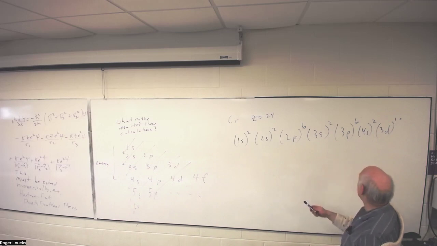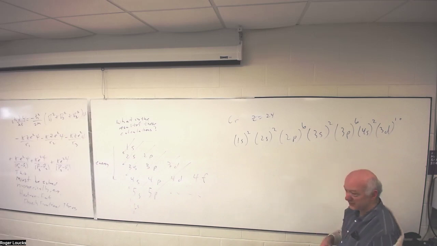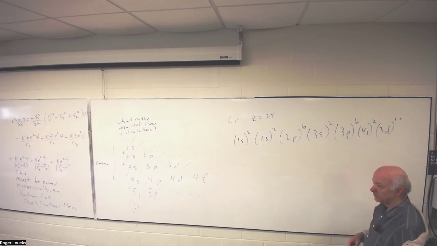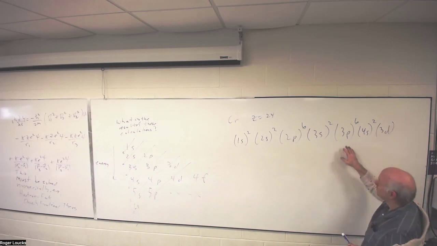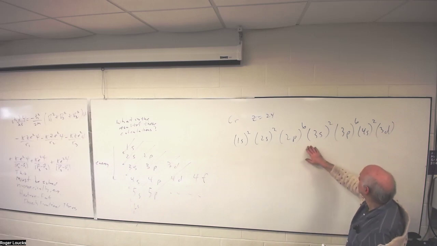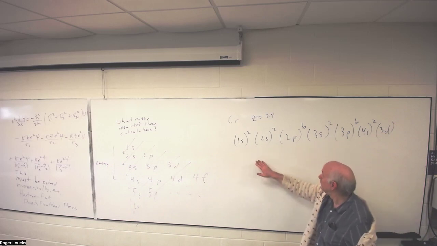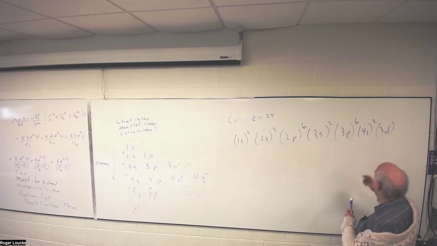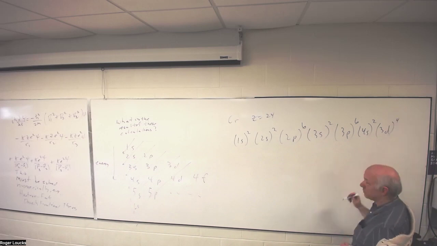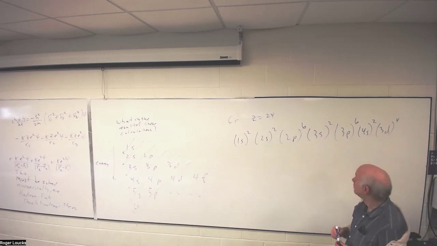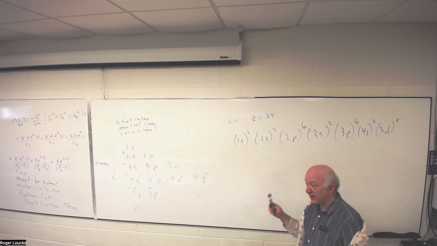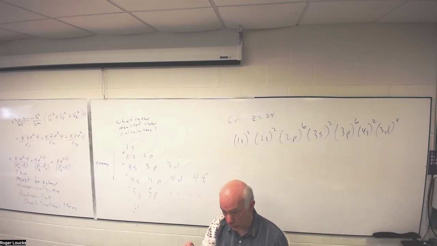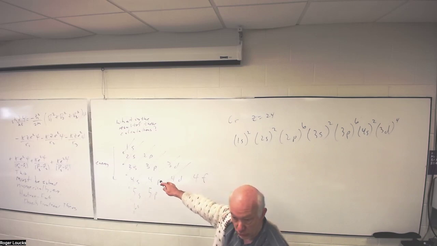Because we're past that, how many go in there? 4. Right? Because this is 10, and here's another 10. So 4 go in here. 5 show up in 3d, and then 1 goes in the 4s. At least that's what happens when you go through and do the real calculations. This is just from a general gross scheme.